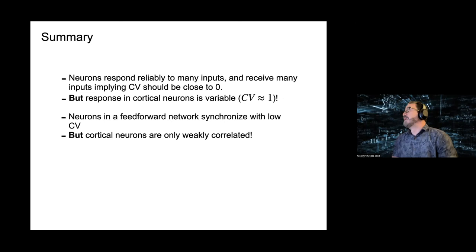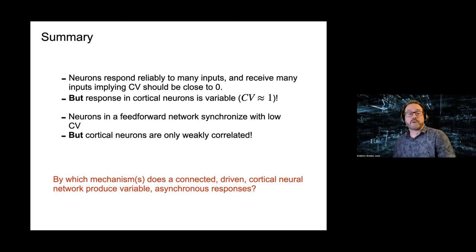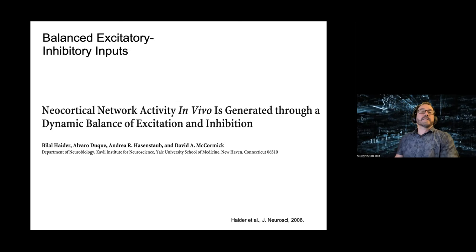The first question is about the mid 90s, about 94, 95, 96, that people were thinking about this. The second question came a little bit later, in the early 2000s. So how do we get a network that consistently gives you this answer to these questions? By which mechanisms does a connected, driven cortical neural network produce variable, asynchronous responses of the type that you see in the cortex? And the answer that people came up with is balance of excitation and inhibition.